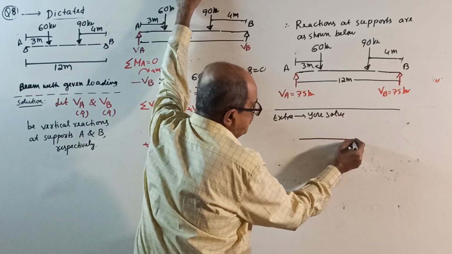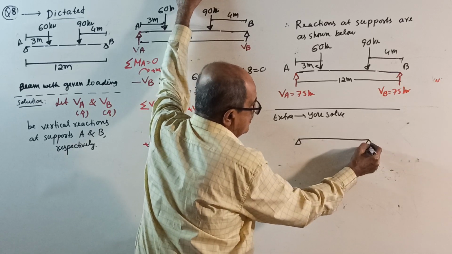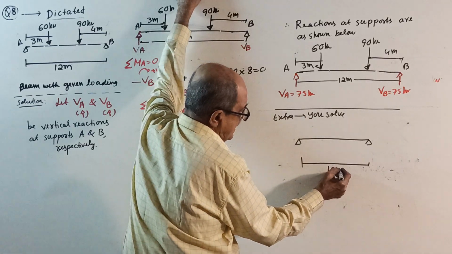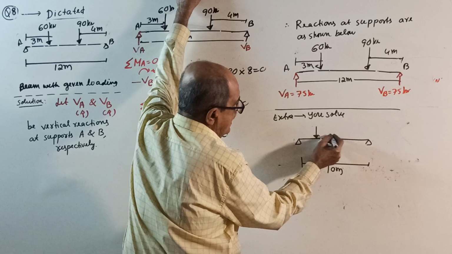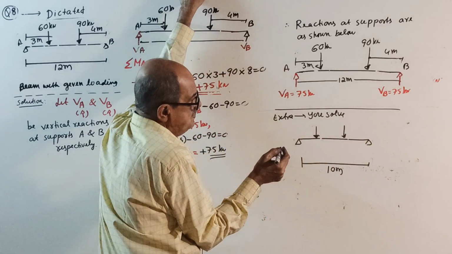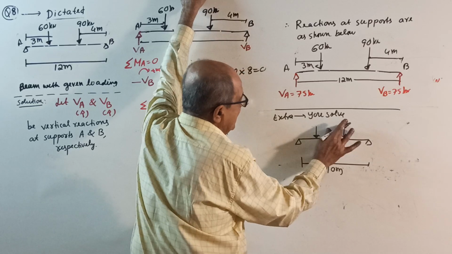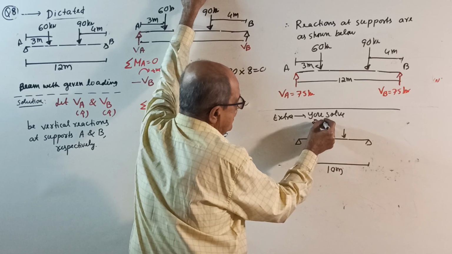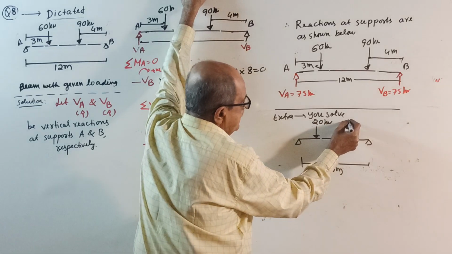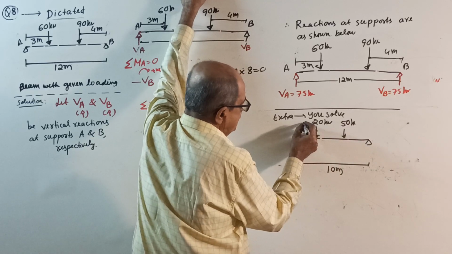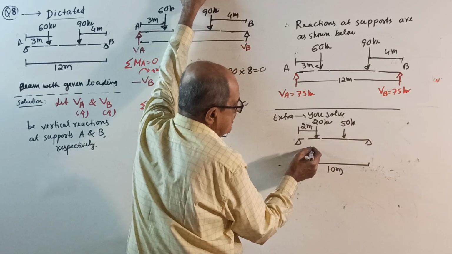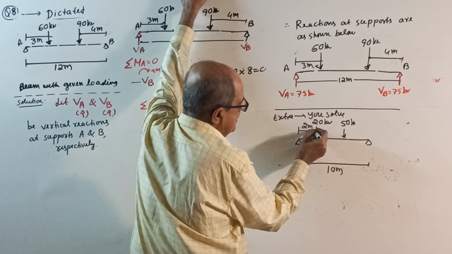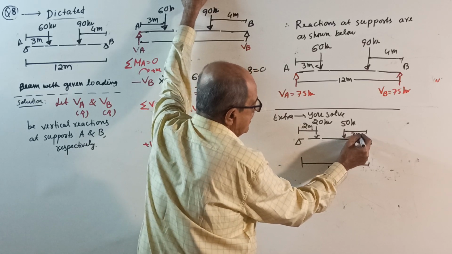Okay. Simply supported beam of span 10 meter. I will put a point load here and a point load here. Now, this load is 20 kilonewton. This load is 50 kilonewton. From here to here is 2 meter. This is actually 1 meter. This I will put 2 meter. This I will put 3 meter.